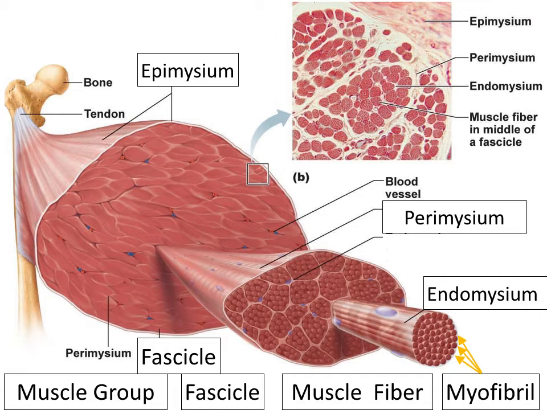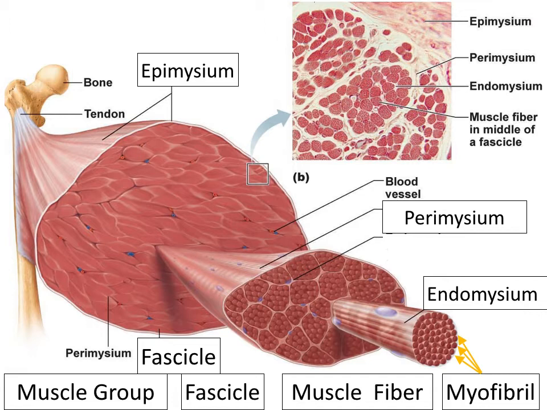So if we start at the largest level of organization, at the biggest level, we have what we call a muscle group. We say muscle, muscle, muscle all the time, so we have to use different terms to know specifically what exactly we're talking about. If you take your hand and wrap it around your biceps, for example, that's the muscle group we're talking about, like the biceps brachii. Or here, this might be the quadriceps, the vastus medialis. So that's the muscle group. It is definitely visible to the naked eye.